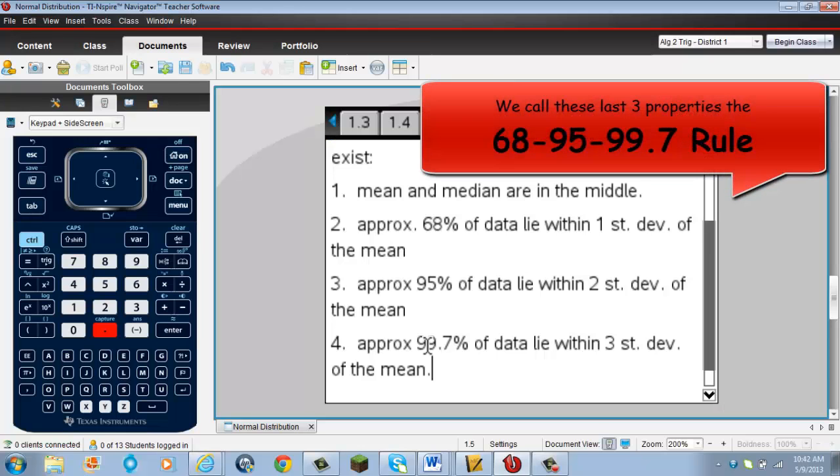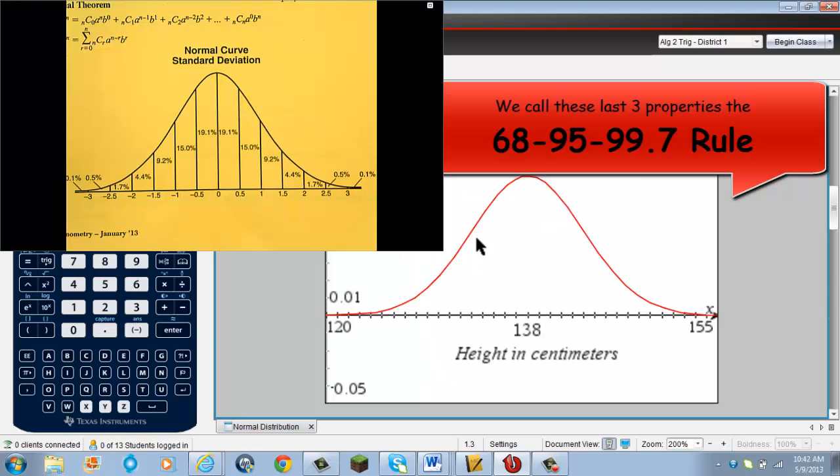It won't vary much from the mean. And you can see that in that picture from page 1-3. The majority of your data is centered right around the mean. There's not a lot of variation.